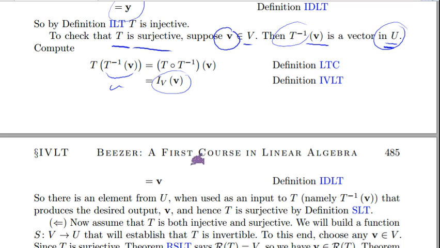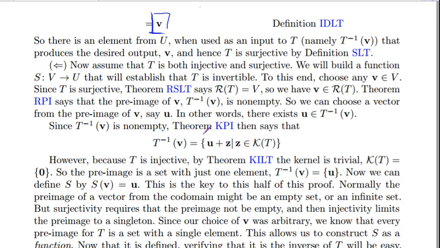So what have we done? We've shown that for any vector in V, I can find a vector in U, namely T inverse of v, that maps to that vector v. So in fact, we've shown that T is surjective. All right, so as I said, that's the easier way. Now remember, we're trying to show that a linear transformation is invertible if and only if it's both injective and surjective. So now we have to go the other way.